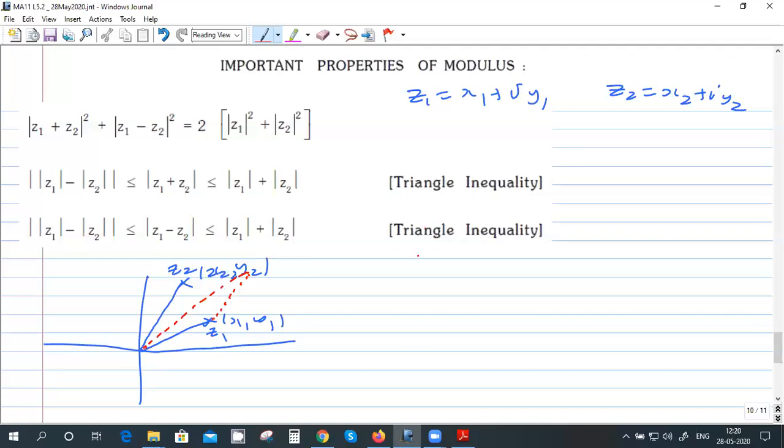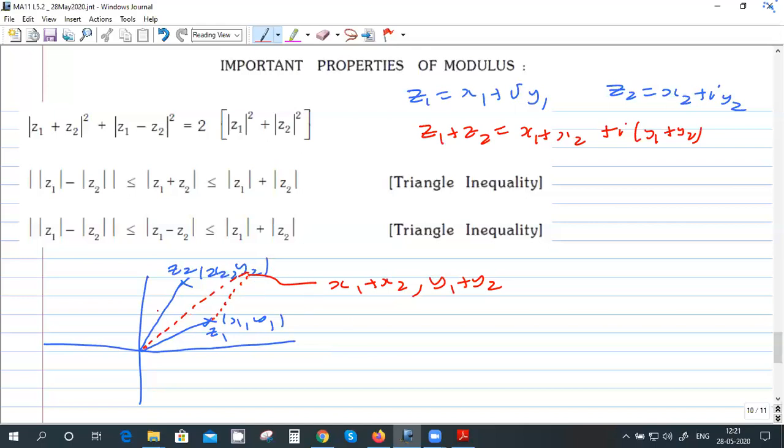Yes, it will be like vectors, but you have to justify it. We just have to justify that the coordinates of this point are x1 plus x2, comma y1 plus y2. That's the meaning of z1 plus z2, right? z1 plus z2 is x1 plus x2 plus i times y1 plus y2. So the coordinates of this point should be x1 plus x2, comma y1 plus y2.